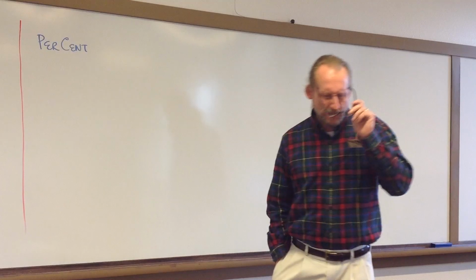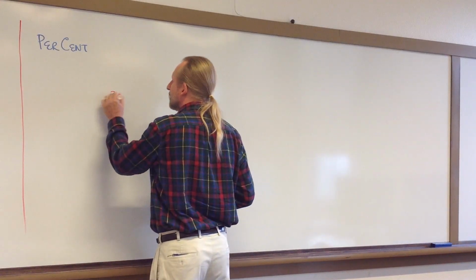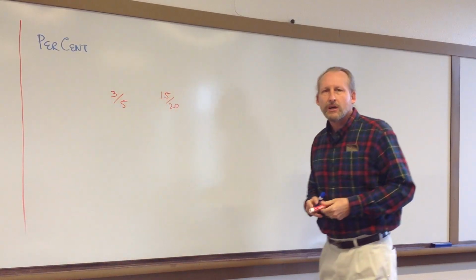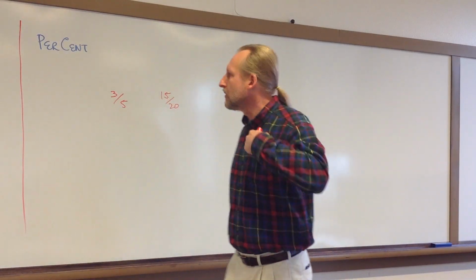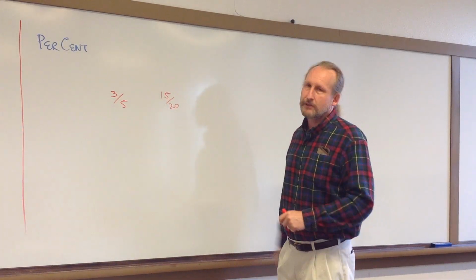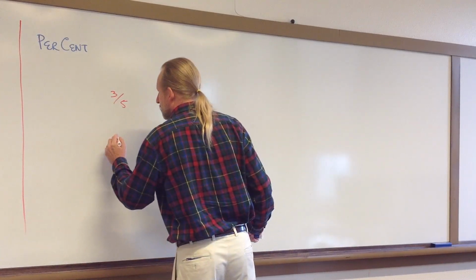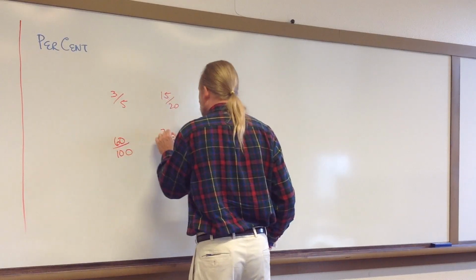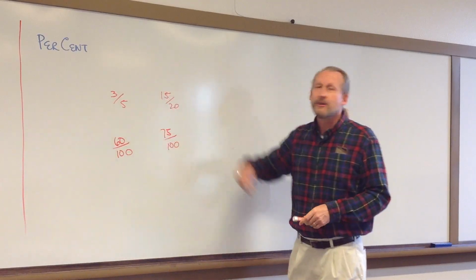So, you might wonder, what's better, 3 out of 5 or 15 out of 20? As these are, they're kind of tricky to compare with each other. There are a variety of things you can do, but one thing is to change them so that they're both out of 100, and then you can compare them. As it so happens, this one will be 60 out of 100, and this one will be 75 out of 100. So as it turns out, this one is better.